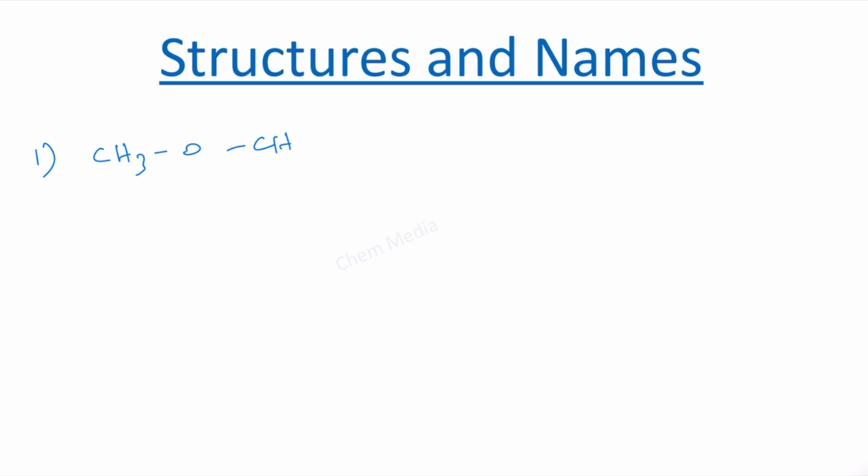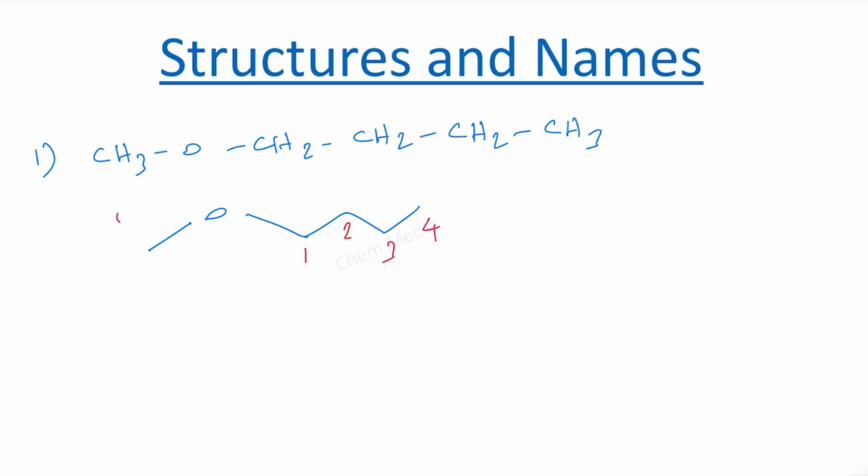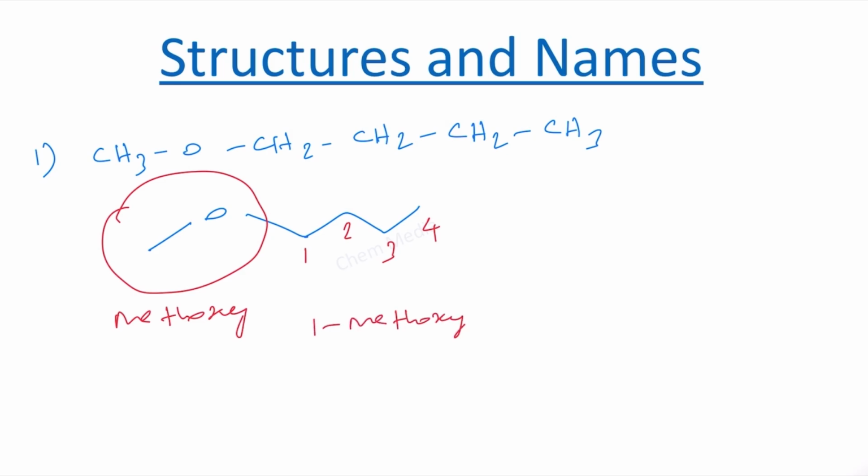CH3O, CH2, CH2, CH2, CH3, and the corresponding structure in bond line notation will be CH3O and then CH2, CH2, CH2, CH3. Let's number it 1, 2, 3, 4. We have our methoxy group here. Therefore, the IUPAC name is 1-methoxybutane and the common name is butyl methyl ether.